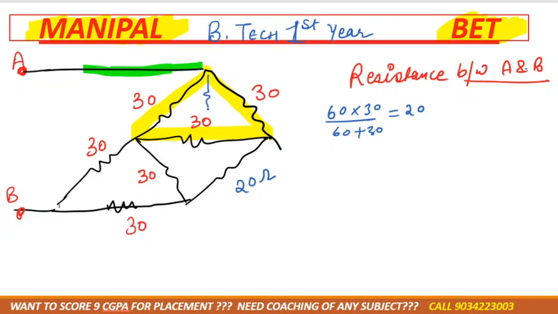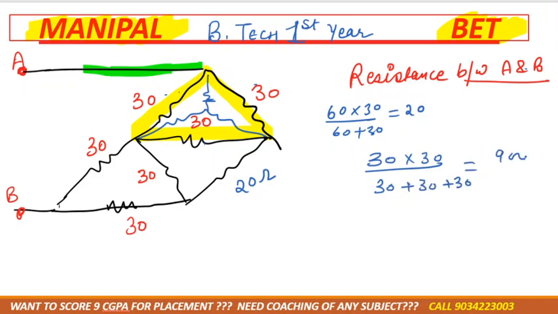Can we convert it into star? So for this value, what do we need? This into this divided by the sum of all these, meaning 30 into 30 divided by 30 plus 30 plus 30. Yes or no? 900 divided by 90, so it would be 10. Correct? So it is 10, it is 10 and it is 10. So basically we have converted delta to star.